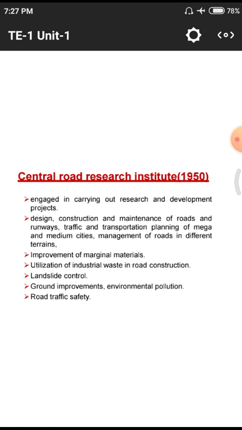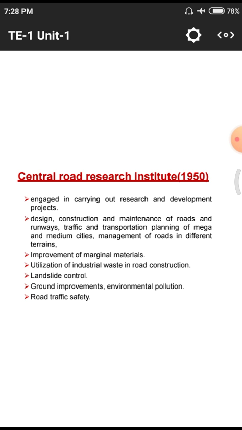First one is engaged in carrying out research and development projects. That means engaged, that means they are associated with other engagements, other projects, and carrying out research and development projects. So the first sentence means some of the projects are standalone. That means that project is not related to any other activity. Some of the projects are related to a few activities.